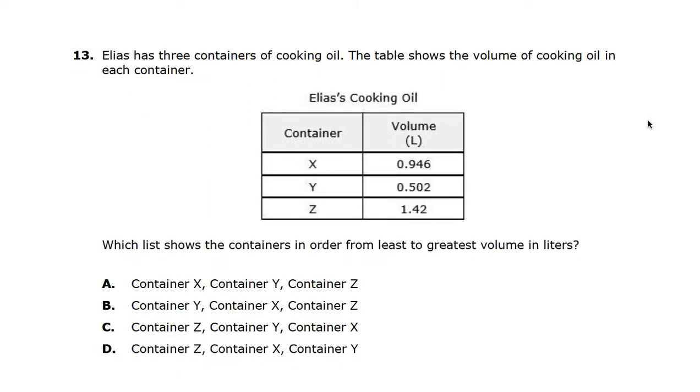Question 13. Elias has 3 containers of cooking oil. The table shows the volume of cooking oil in each container. Container X, Y, Z, and the volume. Which list shows the containers in order from least to greatest volume in liters?